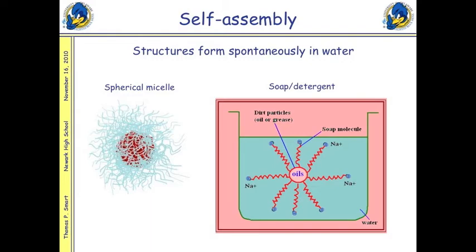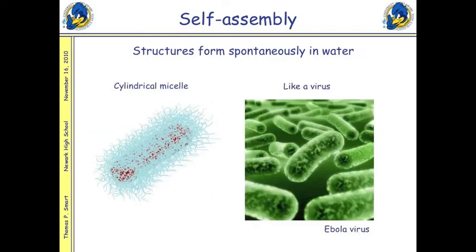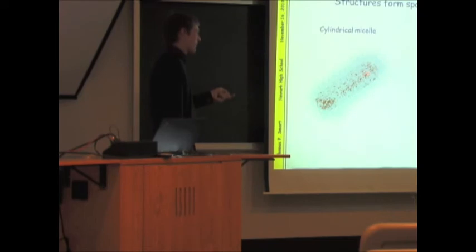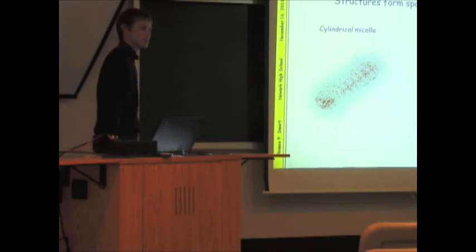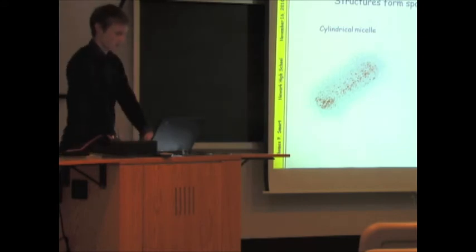So these cylindrical micelles are very similar to structures found in nature, such as this, the Ebola virus. This is a picture taken on a microscope of those. So this is a way we can mimic this shape. And by looking at how this reacts in your solution, it's like a model system for your virus, which is a much more complicated system to try and look at.